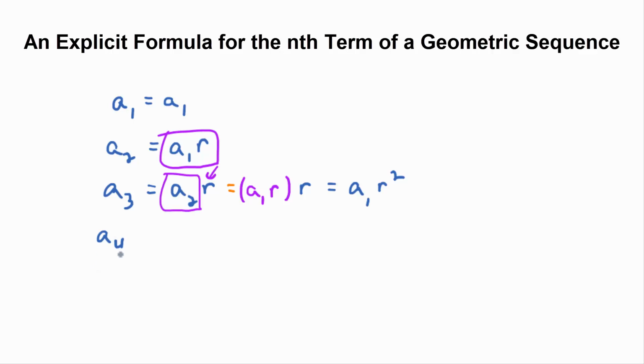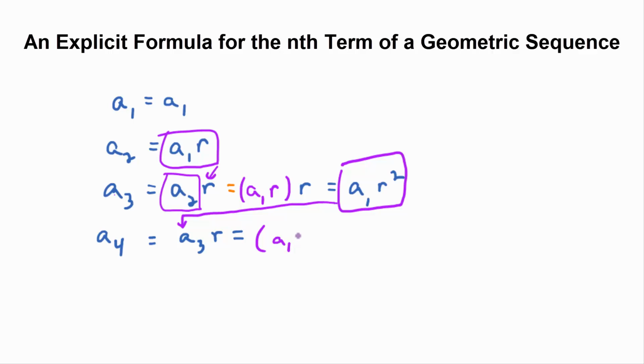Okay, and then what would A4 be? Yeah, it'd be A3 times R, but what would it be in terms of A1 and R? Yeah, because we would be plugging in A1 times R squared, which is A3, for A3, and then multiplying by one more R, which gives us A1 R cubed. I'll bet you see a pattern. What would A5 be without actually plugging in A4?